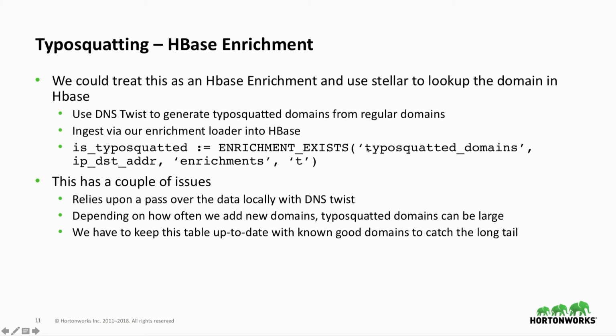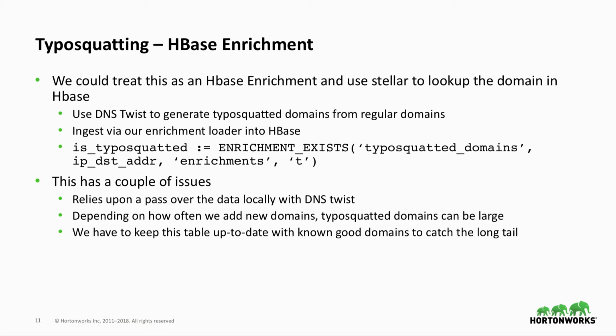So my enrichment type is typosquatted domains. The table is enrichments, and the column family is T. And I'm going to bounce the IP destination address from that, assuming that IP destination address is the domain with subdomain stripped and TLD stripped. And if you don't have that in your raw data, you can use Stellar to generate that from an existing URL, right, or an existing domain.